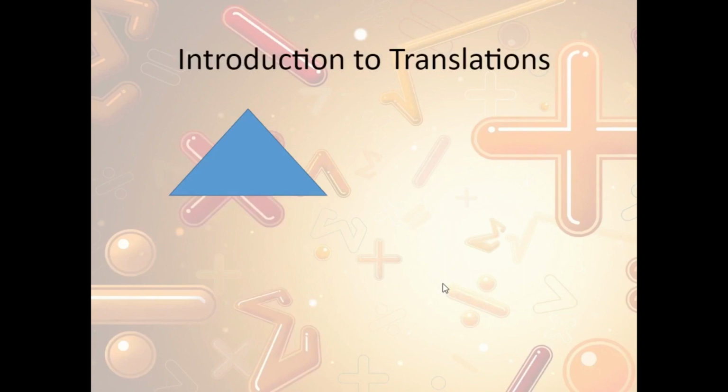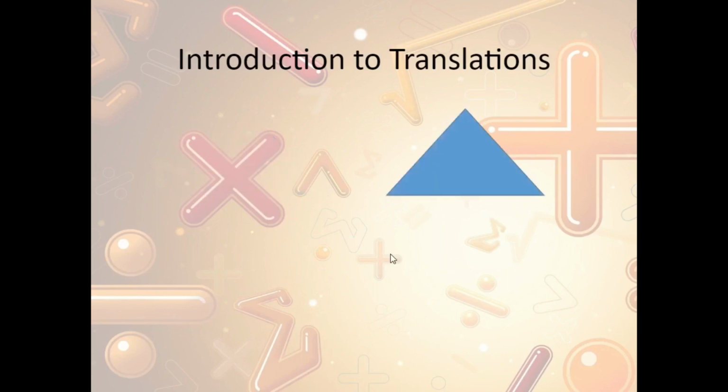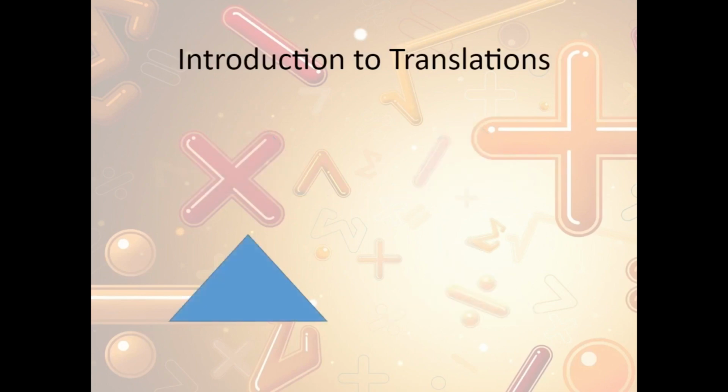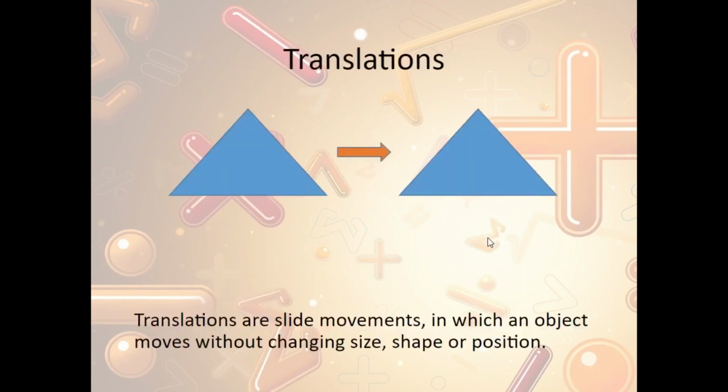So introduction to translations, here's our triangle. If we were to slide it, it could move and look like that. Or we could slide it down. Or we could slide it to the left. So all of these are translation movements. Translations are slide movements, and it does not change size, shape, or position. Notice it doesn't change direction. It doesn't flip and turn. It doesn't flip over. It doesn't rotate at all. It's exactly the same. The top stays the top, the bottom stays the bottom, the left side stays the left side, and the right side stays the right side.